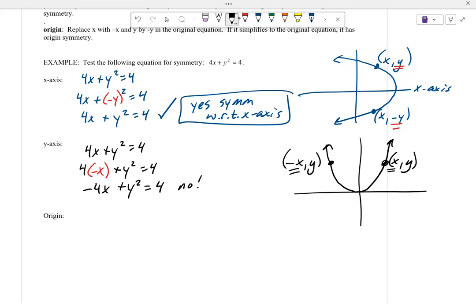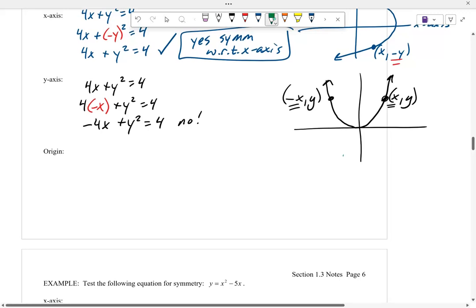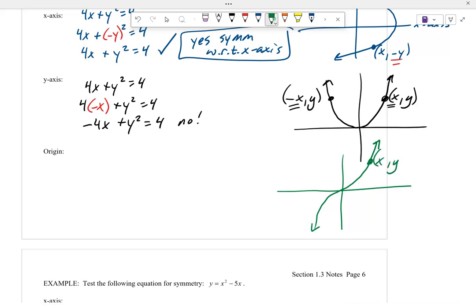Is it symmetric with respect to the origin? Well, if it's symmetric with respect to the origin, this is an example that's symmetric with respect to the origin.